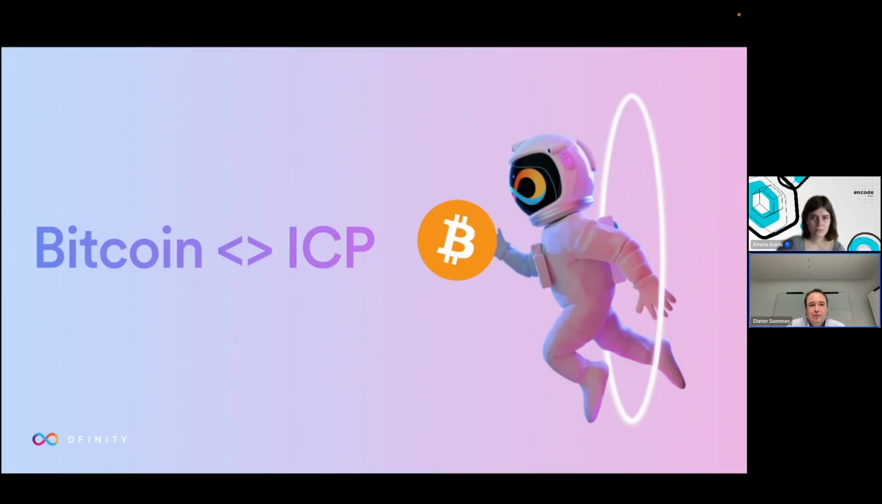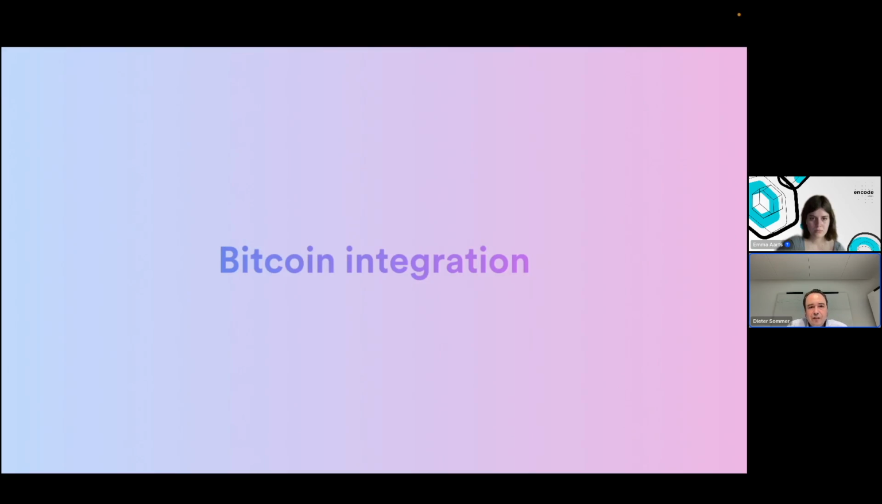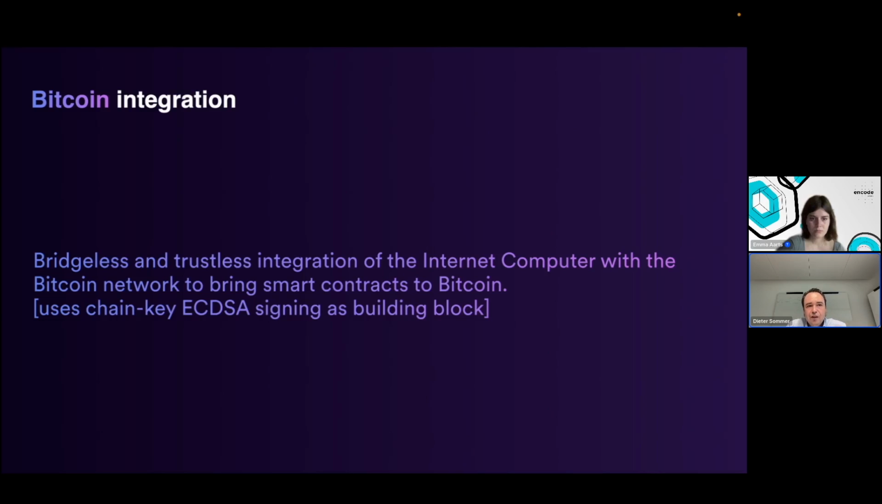But now let's get to a bit of a different topic. The first use case the Internet Computer created for Chain Fusion, I think that was already 2 years ago or so, was the Bitcoin ICP integration. How did that work? Let's look at the Bitcoin integration first, as an important use case. The integration of ICP with Bitcoin is a bridgeless and trustless integration of the Internet Computer with the Bitcoin network that brings smart contracts to Bitcoin. Because Bitcoin itself does not have smart contracts, by this integration, we can use ICP smart contracts to give smart contracts to the Bitcoin network, essentially.